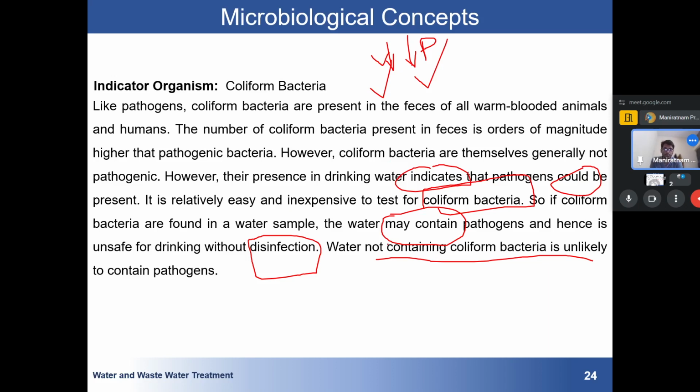You should remember why coliform bacteria is chosen. It is chosen because it is present in human and animal guts. When the excreta contain pathogens, it also contains coliform. So if coliform is present, pathogens may be present. This is just an indicative organism. I hope this is clear to you.